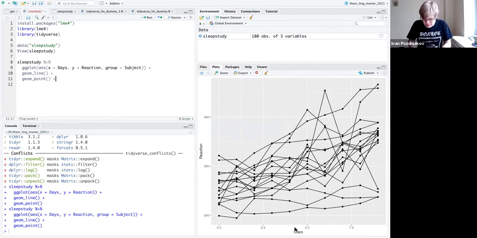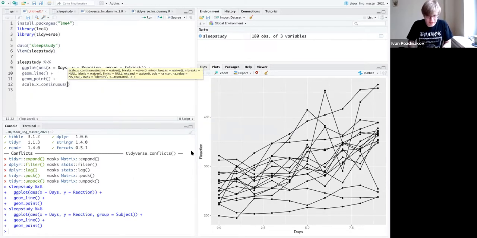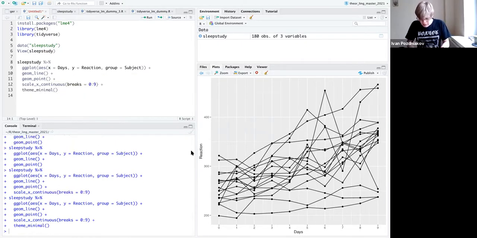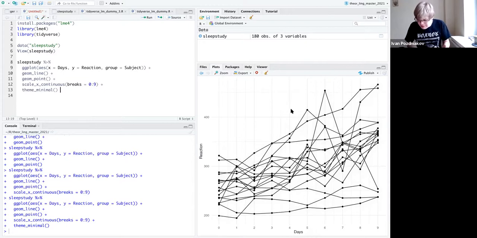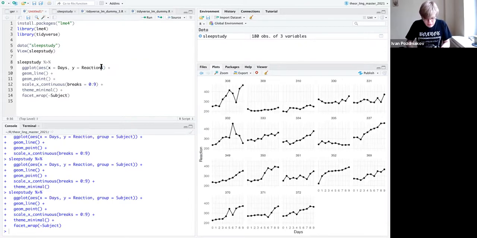Let's also change the x scale, x continuous, 0 to 9 plus minimal. And actually, I think it will be easier to understand the different lines if we separate them on different layouts, so on different graphs. And you can do this with facet_wrap, tilde subject. And now you don't need to have this.